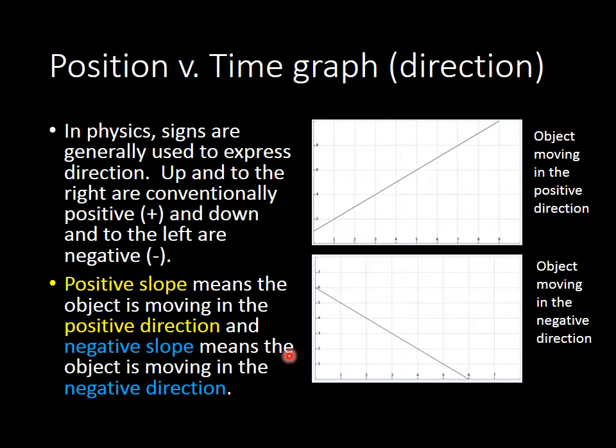And we can tell that from the graph. Whenever we see positive slope, then we know on a position versus time graph, positive slope lets us know that that object is moving in the positive direction. And going the other way, we know that if we see a negative slope, or one that's going down and to the right, then the object is moving in the negative direction.